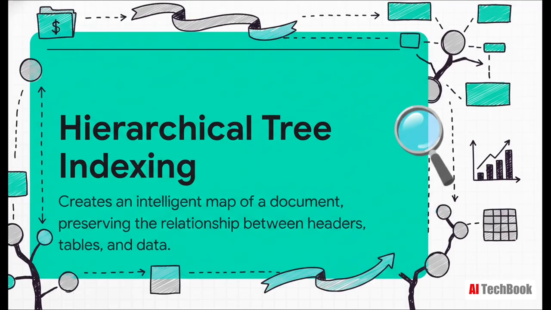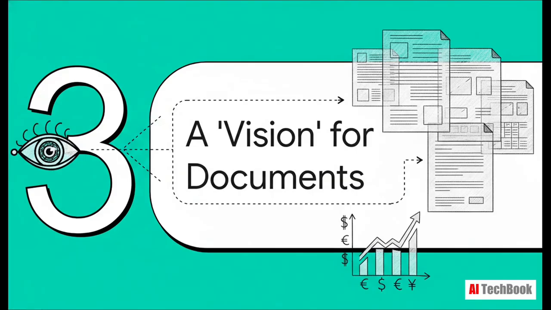Now, what's so cool here is this idea of an intelligent map. Forget those random text chunks we talked about. PageIndex builds a semantic tree, like a smart blueprint of the entire document. Think of it like a super-powered table of contents that understands and preserves relationships between every single section, table, and data point. This new method gives the AI something it never, ever had before. Actual vision, a way to understand how a document is structured. It's not just reading words anymore, it's seeing the whole layout.